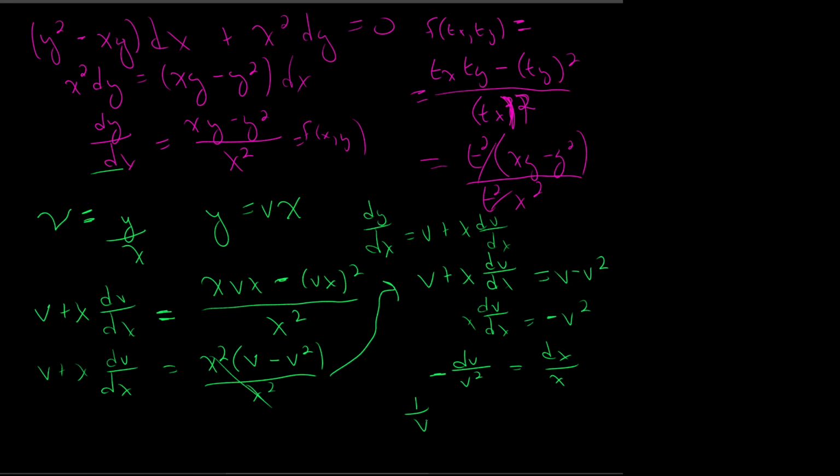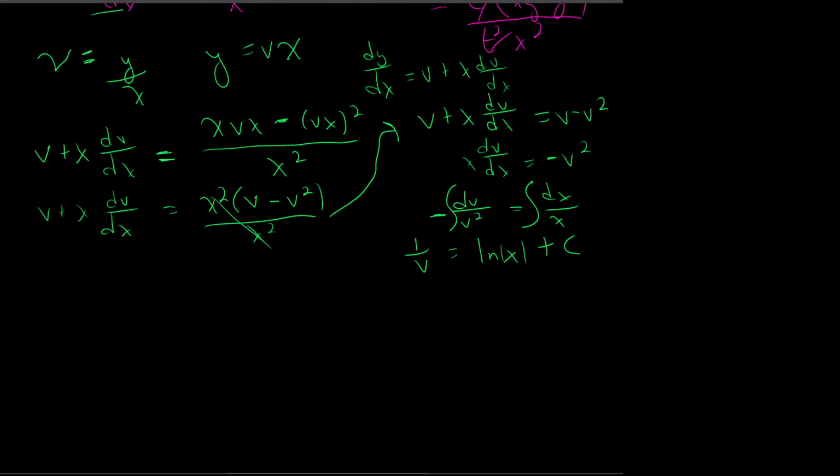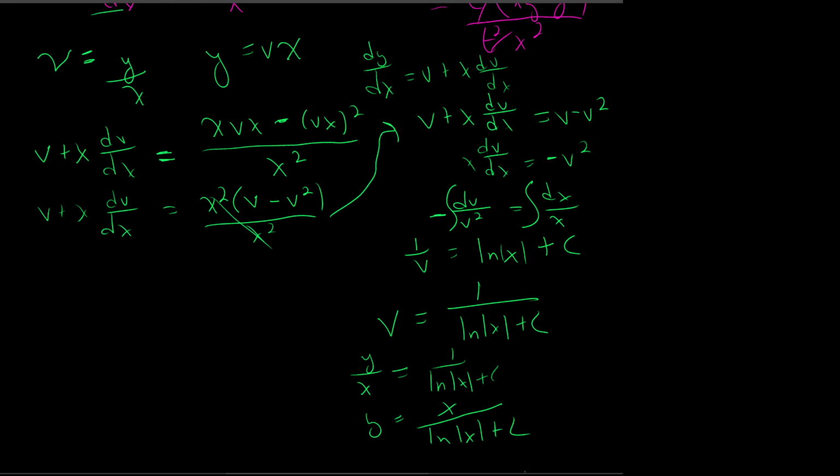Well, I'll integrate these. And 1 over v equals the natural log of x plus c. And so I'll solve for v. I'll say v is equal to 1 over (ln x plus c). But v was y over x. Remember, that was the substitution we started with? Seems so long ago. And then y equals x over (ln x plus c).